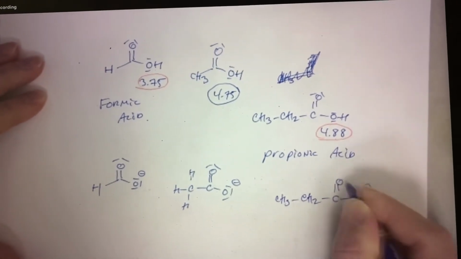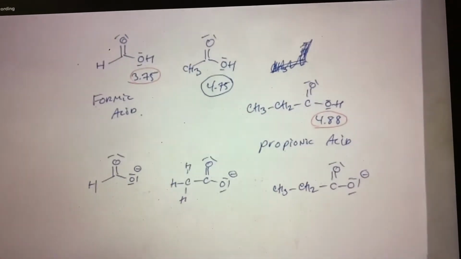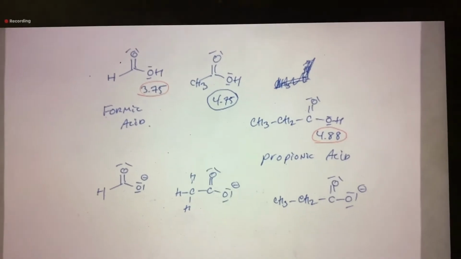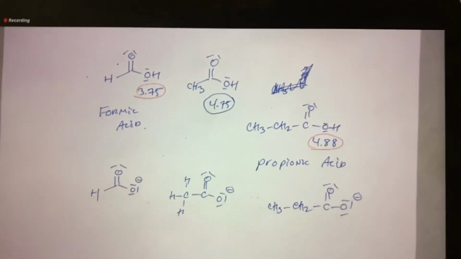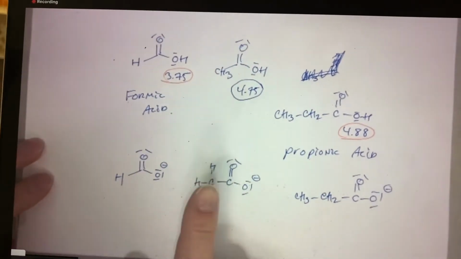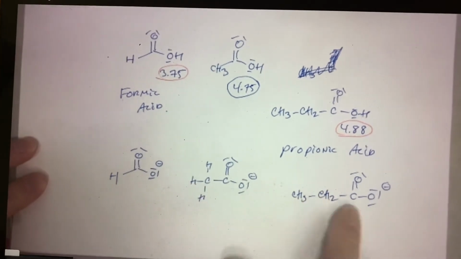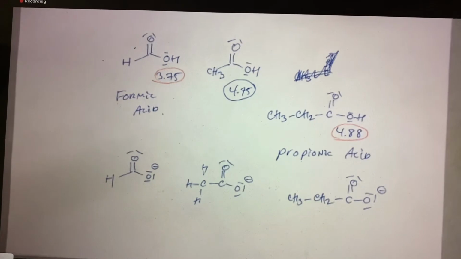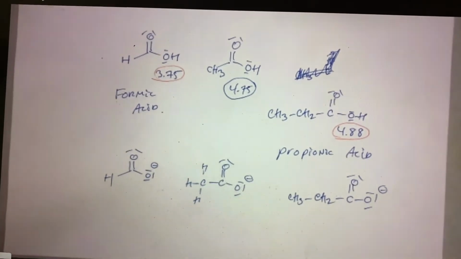Again, all I've done is just draw the conjugate bases of these things. And we just did this with fluoroacetic acid, chloroacetic acid, trifluoroacetic acid. Now we're doing it with formic acid, acetic acid, propionic acid. We've made the corresponding carboxylates or conjugate bases.